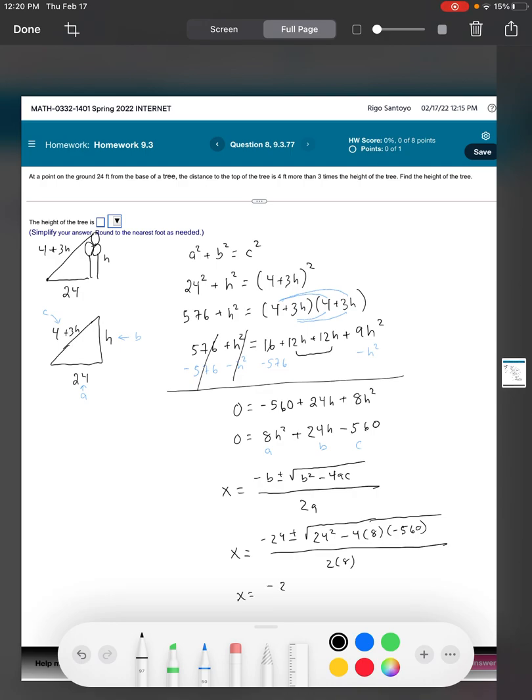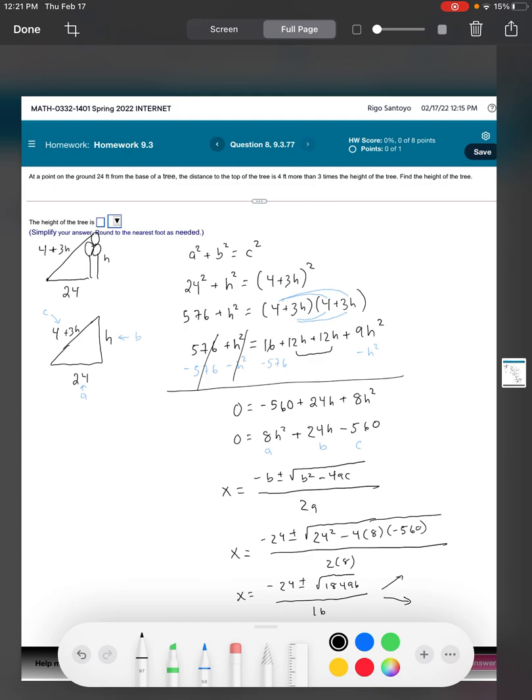So that still stays as a negative 24. Then we have plus or minus a square root. I just put that inside part in the calculator: 24 squared minus 4 times 8 times negative 560. That should give me 18496, over 2 times 8, which is 16. Now we can put this whole thing in the calculator and should get two answers.